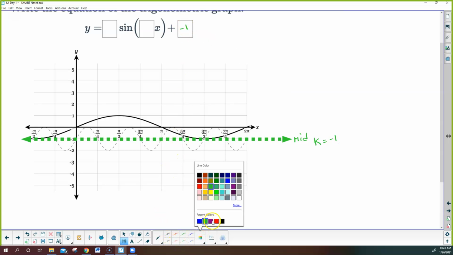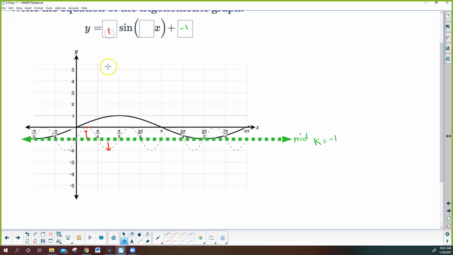The A value is your amplitude. Well, how high do I go up? I go up 1, down 1, so the A value is 1. And then how do I find the period? Well, look at the original graph here, or excuse me, the new graph. How long does it take to go from one spot to the next? And in this case, my period length is equal to pi over 2.